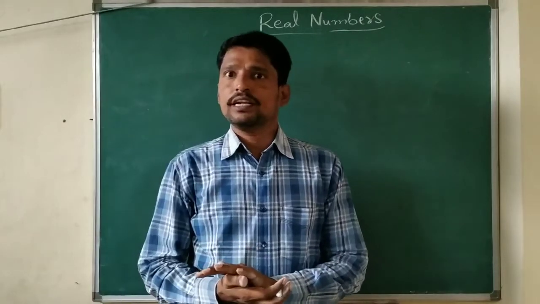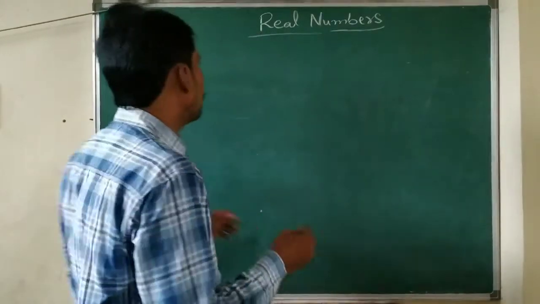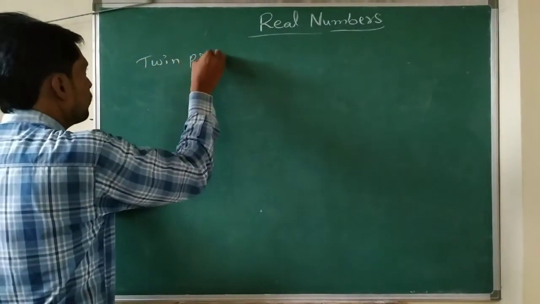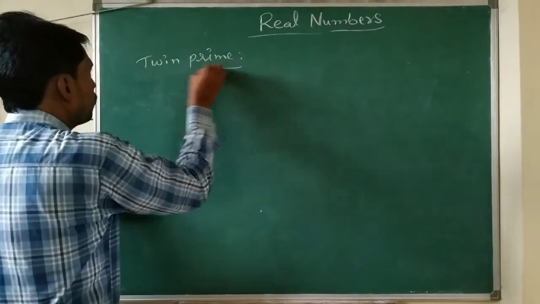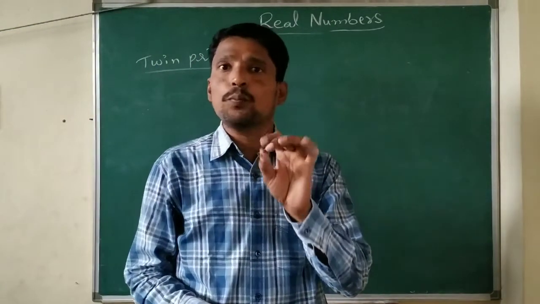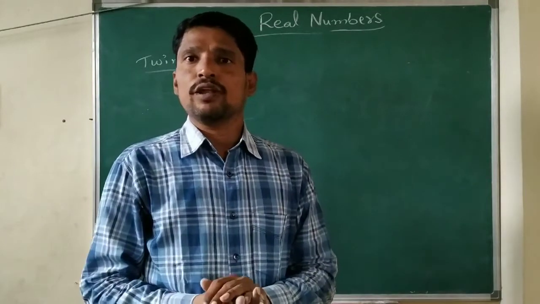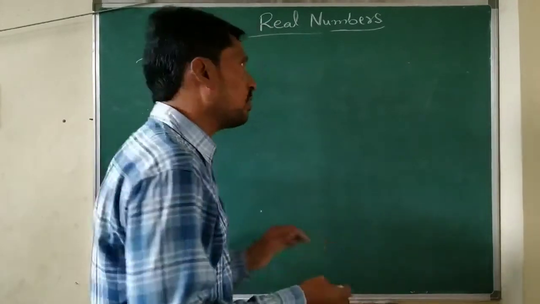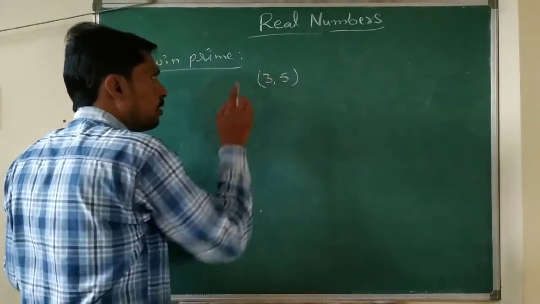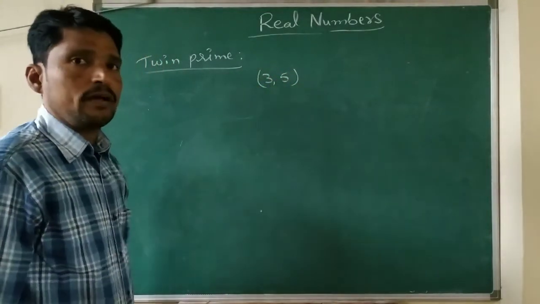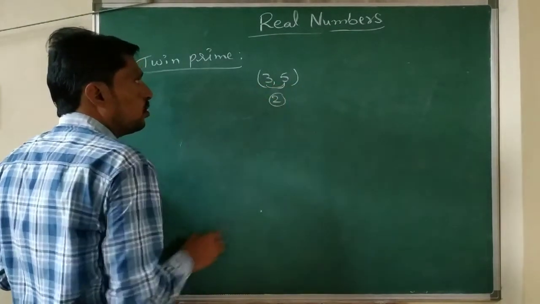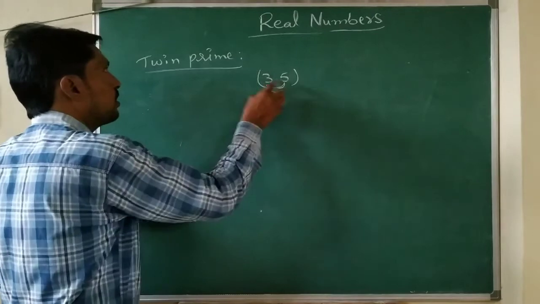Next one is twin prime numbers. So what are twin prime numbers? If the difference between two primes is 2, they are called twin prime numbers. For example, you can take 3, 5. 3 is a prime number and 5 is a prime number. The difference is how much here? 2 only. So 3, 5 are twin prime numbers.